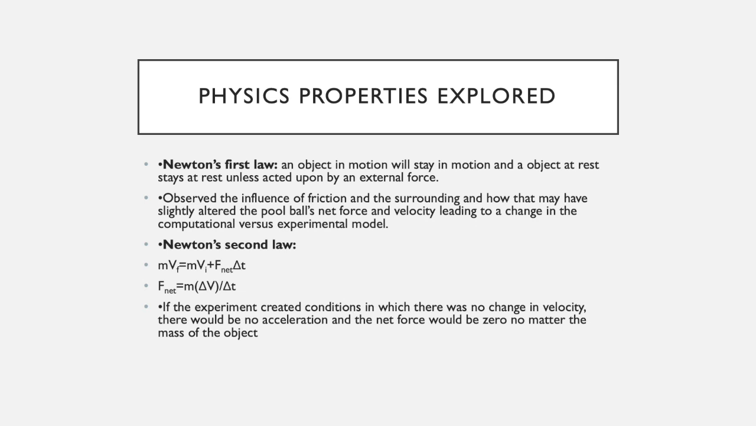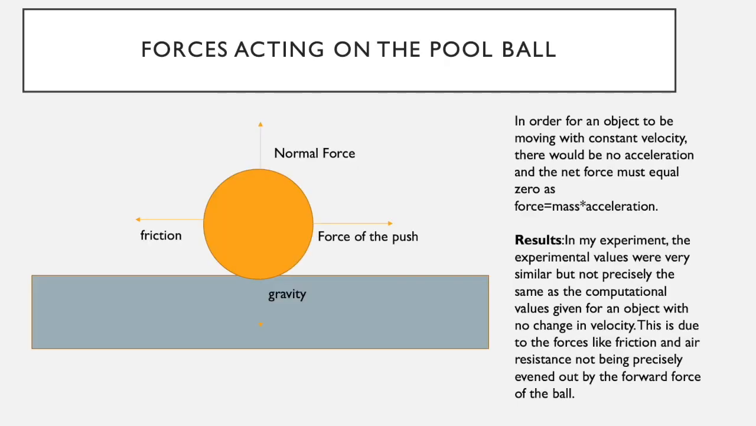have no net force. The goal was to observe an object with no acceleration, that way there was no change in velocity no matter the mass of the object. And since delta v over delta t is equal to acceleration, an object with a net force of 0 also shows no acceleration. The forces acting on the ball were gravity, normal force, the force of the push, and friction.